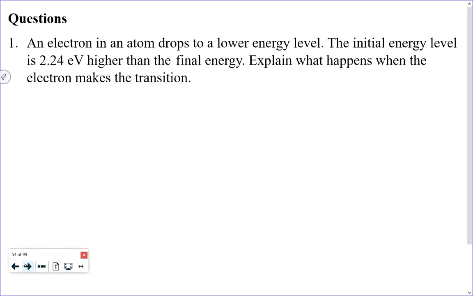Okay, so questions. An electron in an atom drops to a lower energy level. The initial energy level was 2.24 electron volts higher than the final. So what happens? Somebody tell me what happens. There's a number of things we could put here. Annalie? No, a photon is emitted because the electron goes from an energy level and it drops to a lower.